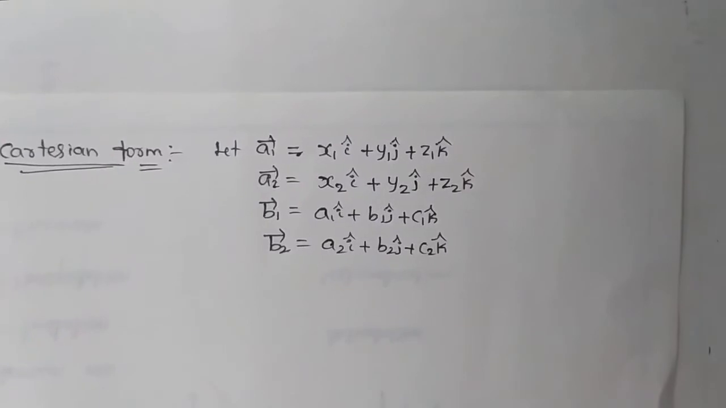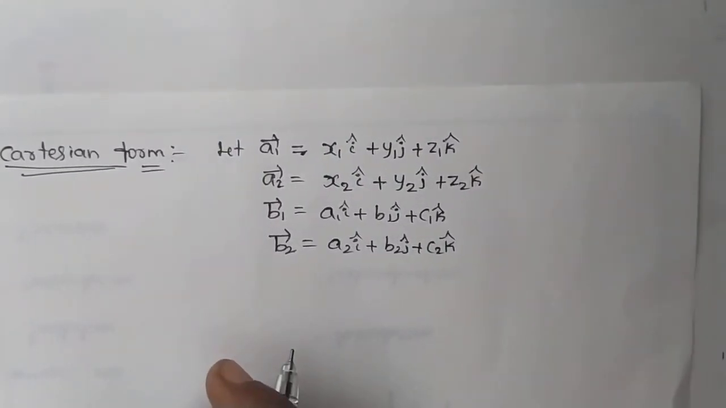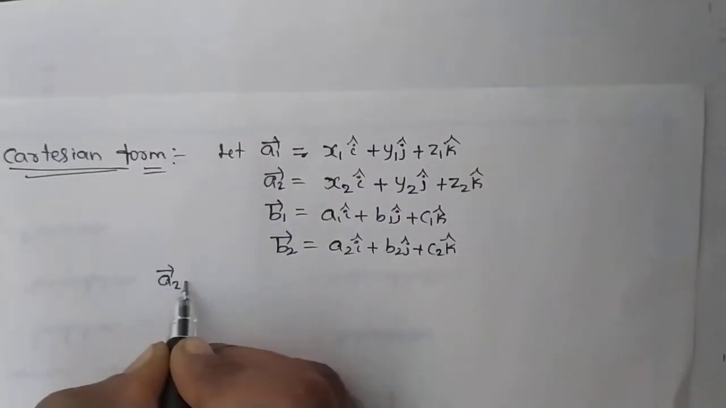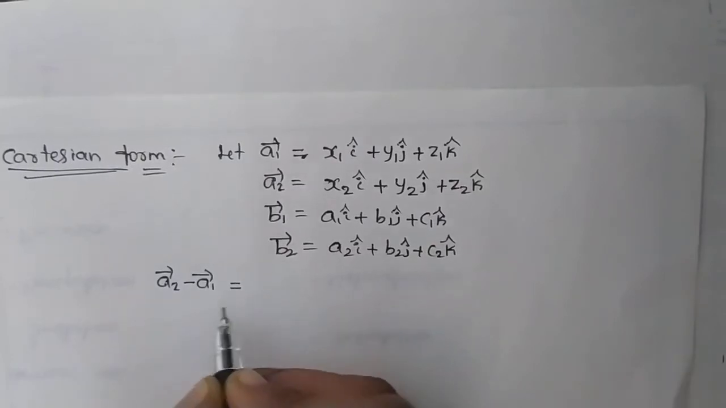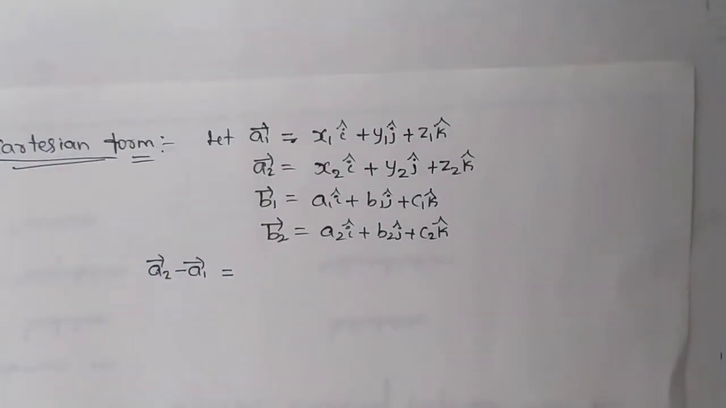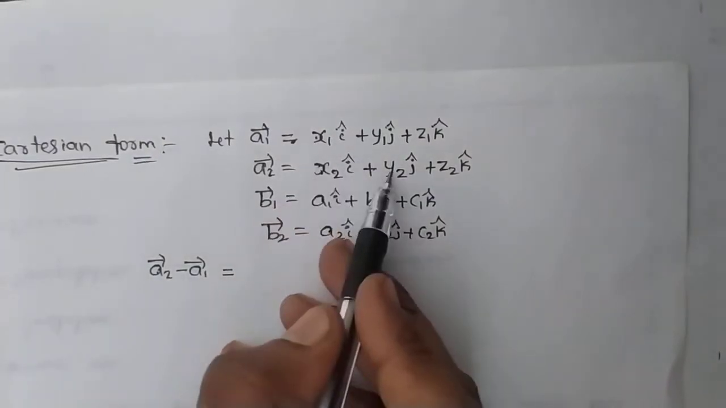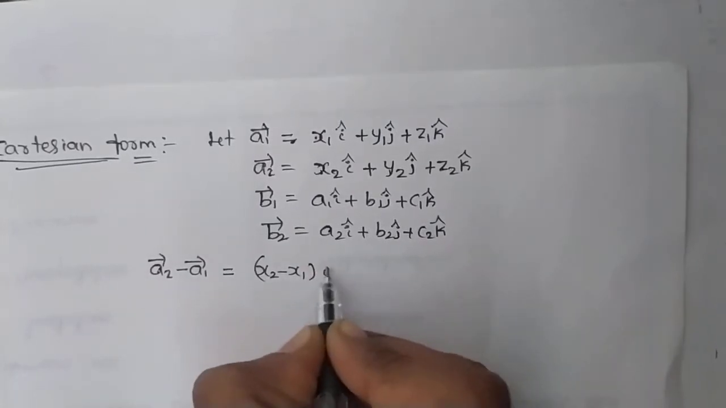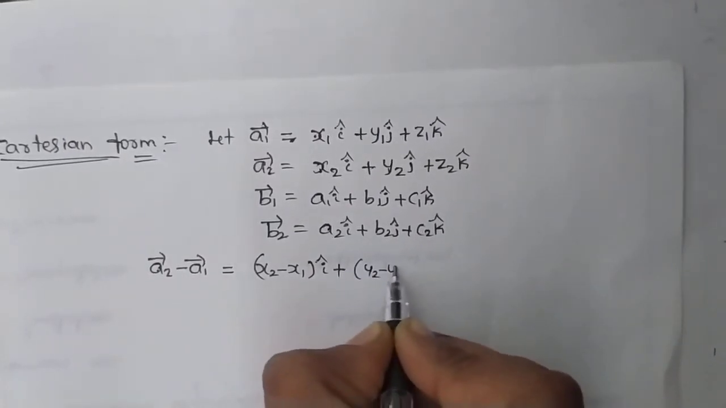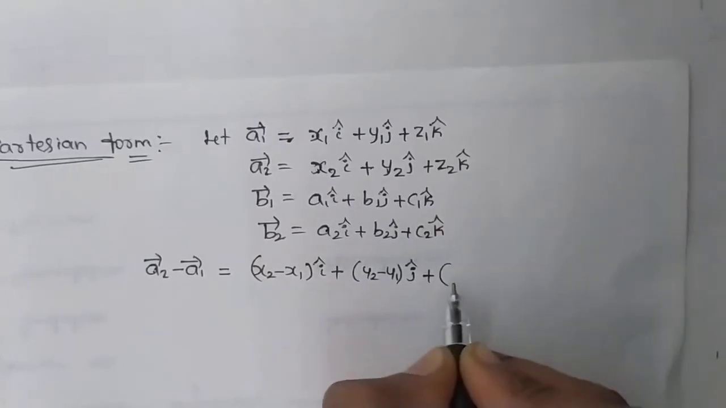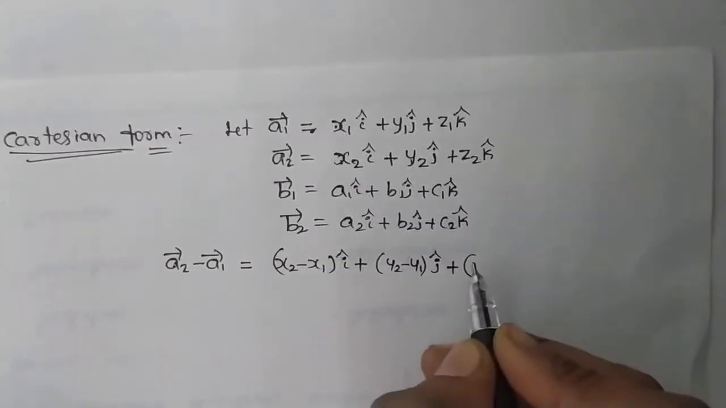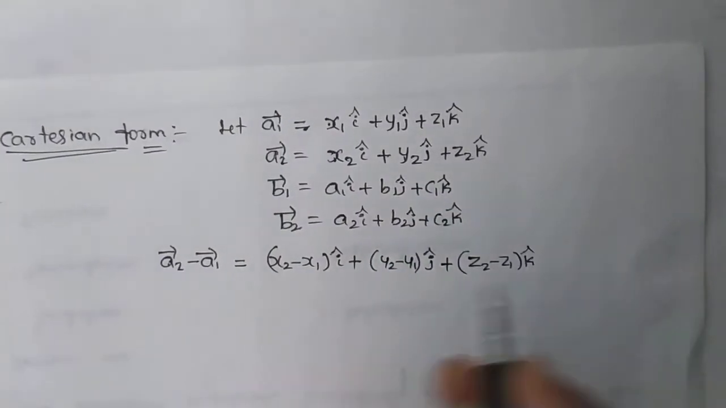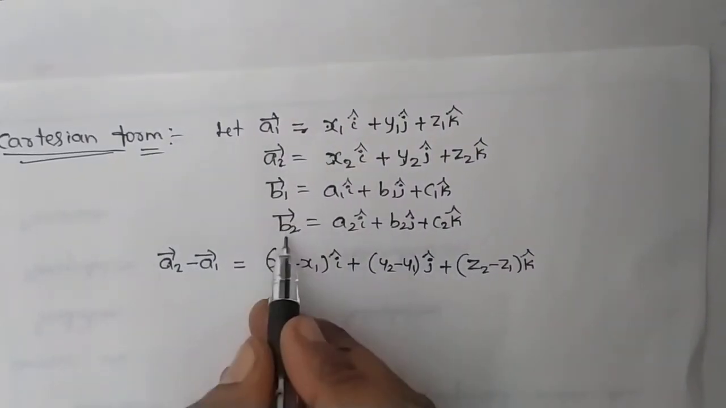You just observe the equation star. There we will have [a2 minus a1, b1, b2], so we have to find the vector a2 minus a1. Let us find out the vector a2 minus a1. a2 minus a1 is what? (x2 minus x1) i cap plus (y2 minus y1) j cap plus (z2 minus z1) k cap.